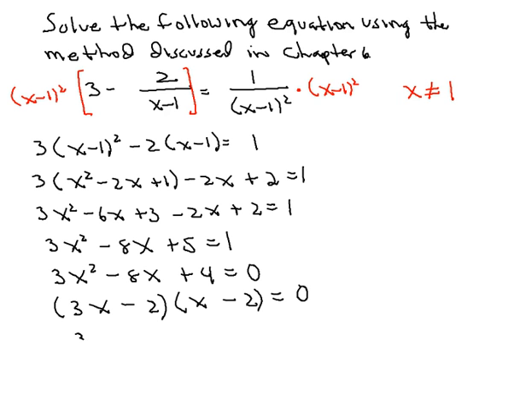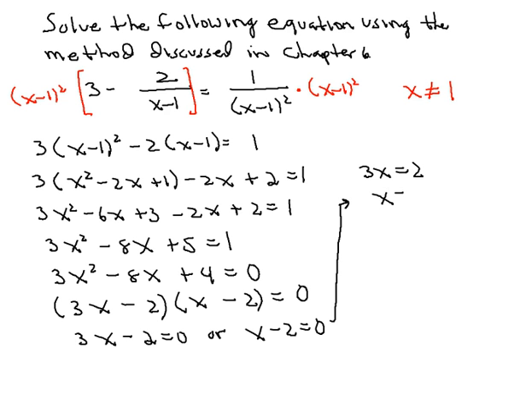So now we'll next set each factor to 0. So we have 3x minus 2 being equal to 0, or x minus 2 being equal to 0. So now let's come up here where we have a little bit more room to finish this. Solving the first equation, we'll have 3x is equal to 2, x being equal to 2/3 as one possible solution. And solving the second equation, we have x equal to positive 2. Now we note that neither of these solutions match the restriction we stated at the beginning, so we should be pretty confident that both of these are valid solutions to the equation.